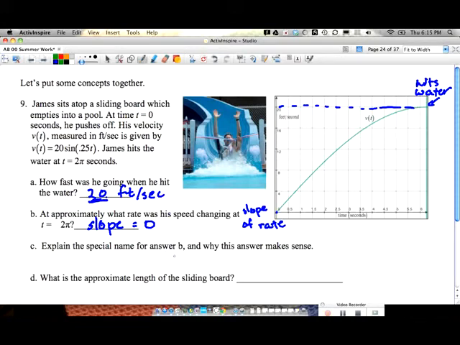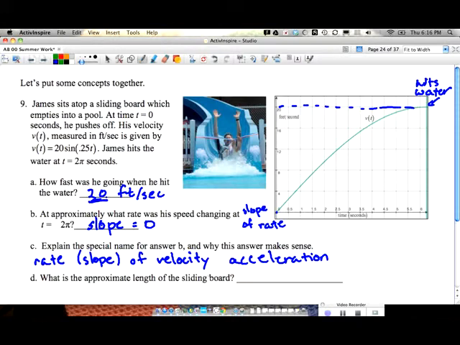Explain a special name for answer B and why this answer makes sense. Okay, well, we do have a name. It's for the rate or the slope of velocity. We've got a name for that. It's called acceleration. Why? That's just the word that we use.